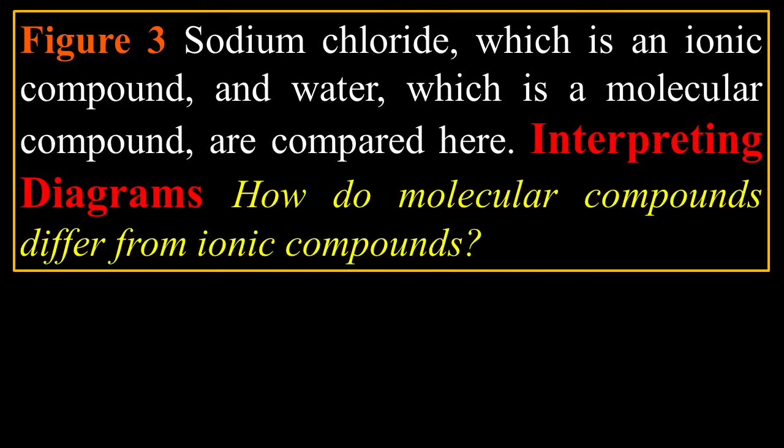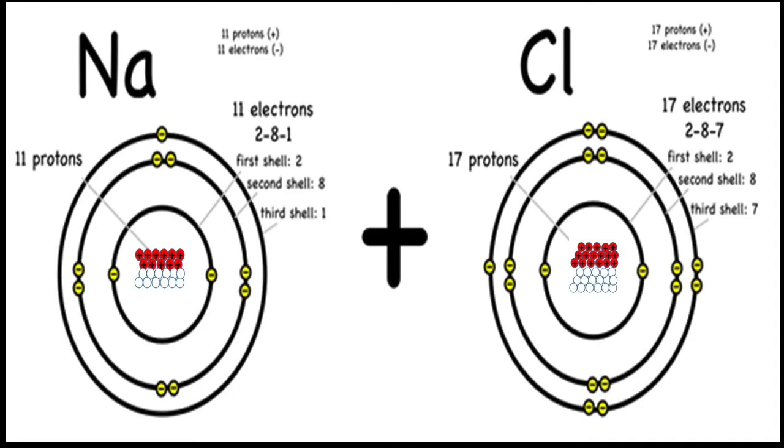Sodium chloride, which is an ionic compound, and water, which is a molecular compound, are compared here, interpreting diagrams. How do molecular compounds differ from ionic compounds, such as what I mentioned on the next page? You should take some notes which will help you distinguish between ionic and covalent compounds relative to their properties for your test on bonding. Now, here are examples of sodium chloride and water and why they're a little different.